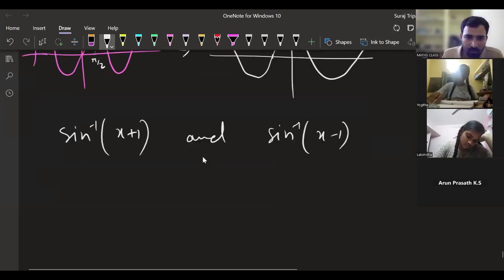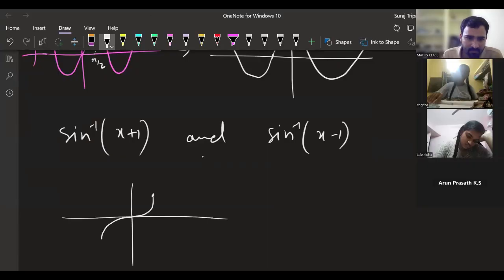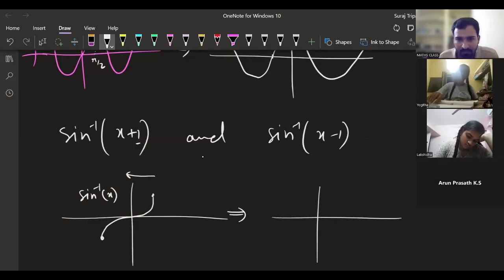See, so the original graph of sine inverse x is this one. So this is the graph of sine inverse x. For the second graph, plus one means you have to shift the graph by one number towards the left side. So the new graph will look like this one. Minus one: the sine inverse x minus 1 will look like this.